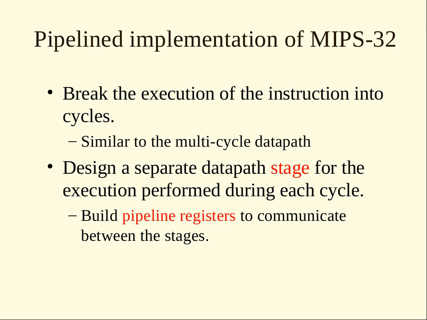All right, so we're going to do pipelining of our MIPS 32 instructions. We're going to try and keep it simple because, as you've noticed, things get complicated very quickly. But we want to break up the execution of instructions into multiple cycles, similar to multi-cycle, except we want to design a separate data path stage for each execution performed during each cycle. And so we're going to complete part of this instruction and then wait till the next cycle to do the next section for the instruction. In order to do that, we have to somehow save the state between the first part and the next part, the second part, the third part, the fourth part, and so forth. So we save the state in what's called pipeline registers.